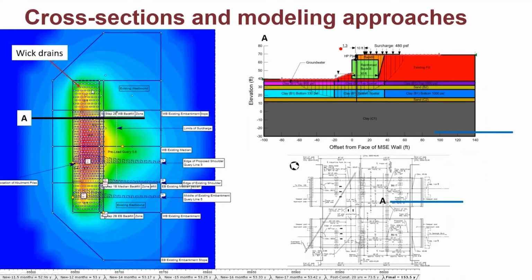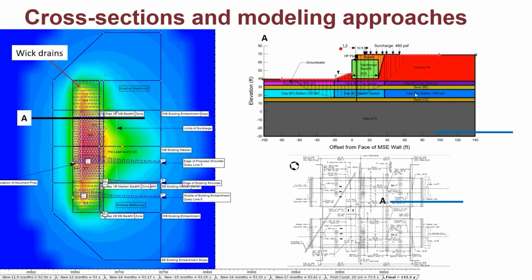the Settle3 model that is constructed based on the topography. That is the face of the MSE wall, and this area is the reinforcement area. We needed to have some wick drains to help with the post-construction settlements, and that's what we're showing. This A-A section that you're seeing on both sides is the same A section that you're seeing here. And you can see the differences because this entire embankment was existing fill, so it was built.